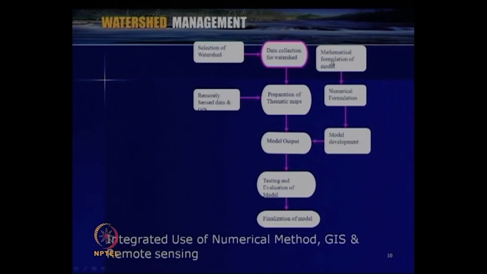Then comes data collection for the watershed: physical data collection, like what kind of data is available for the particular area, or from the field we can collect various data. Then we can delineate the watershed and prepare various thematic maps based upon the remote sensing data and the available data. Simultaneously, we can go for the mathematical formulation. We can decide, depending upon the objectives, whether we are going for a 1-dimensional or 2-dimensional model, or whether we are going for physical models, lumped models or black box models.